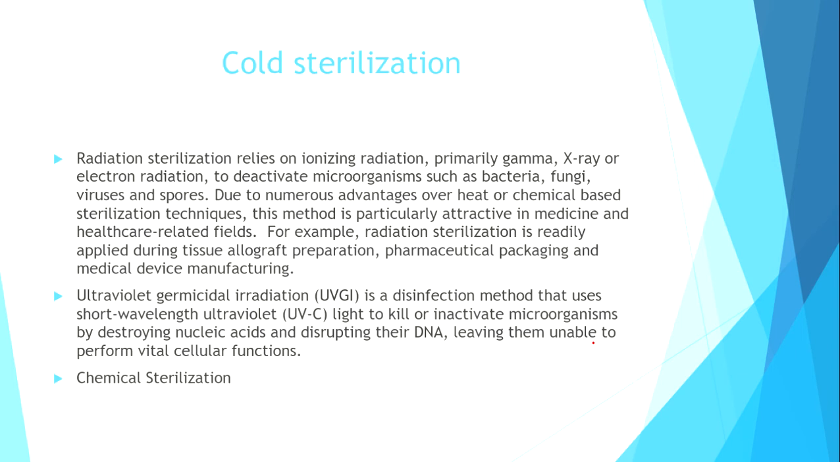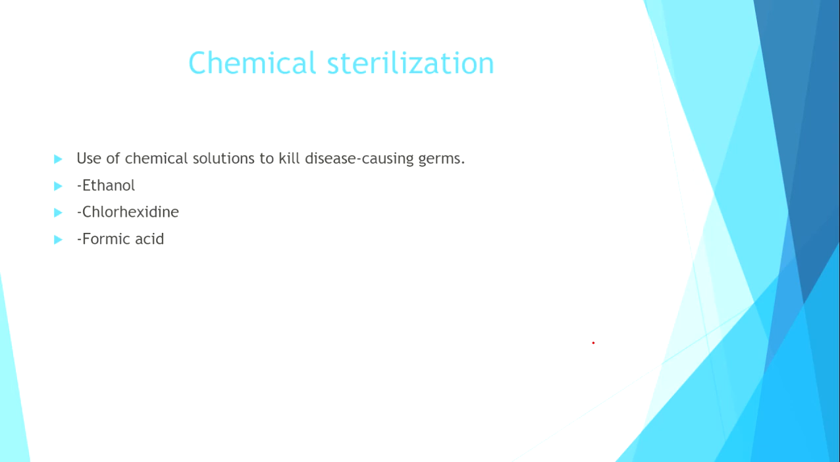Ultraviolet germicidal radiation is a disinfection method that uses short wavelength ultraviolet to kill or inactivate microorganisms by destroying nucleic acids and disrupting their DNA, leaving them unable to perform vital cellular functions. So, chemical sterilization: use of chemical solutions to kill disease-causing germs. Ethanol, chlorhexidine, formic acid.